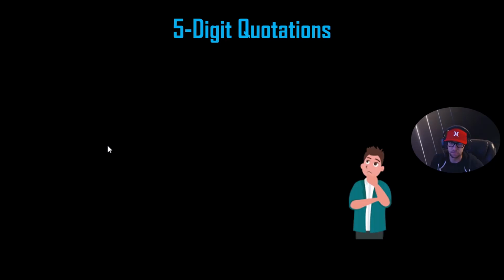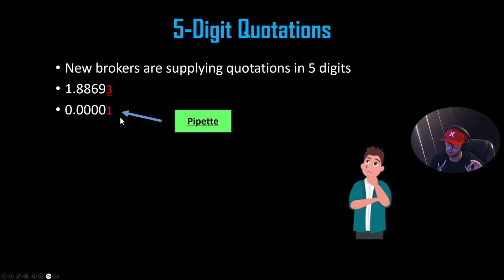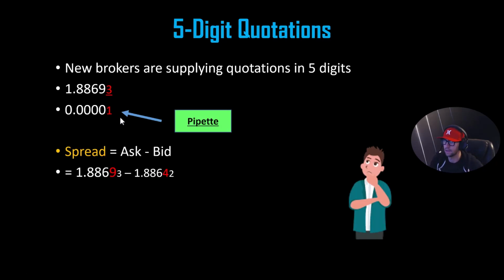This is something that's good for you to know. New brokers are supplying 5-digit quotations. So basically, you'll see something like this: 1.88693. The 0.00001 would be your pipette. And then, as always, you have your spread, which is your ask and your bid. So you'll see the price difference. You're always going to have some sort of spread, and that's just trading in general.